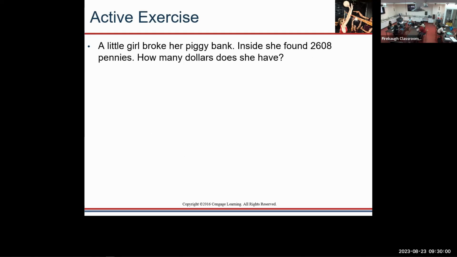Okay, a little girl broke her piggy bank. Inside, she found 2,608 pennies. How many dollars does she have? Okay, so where am I going to start?